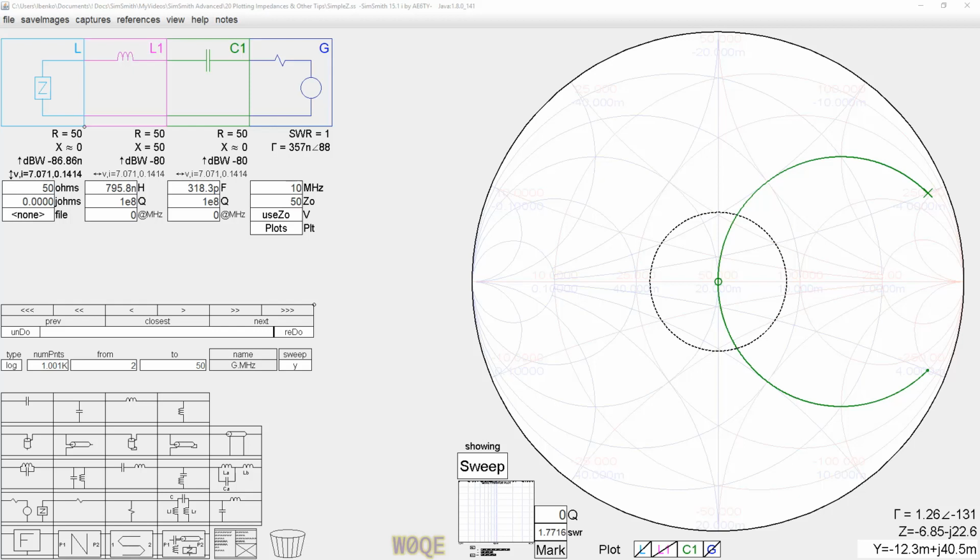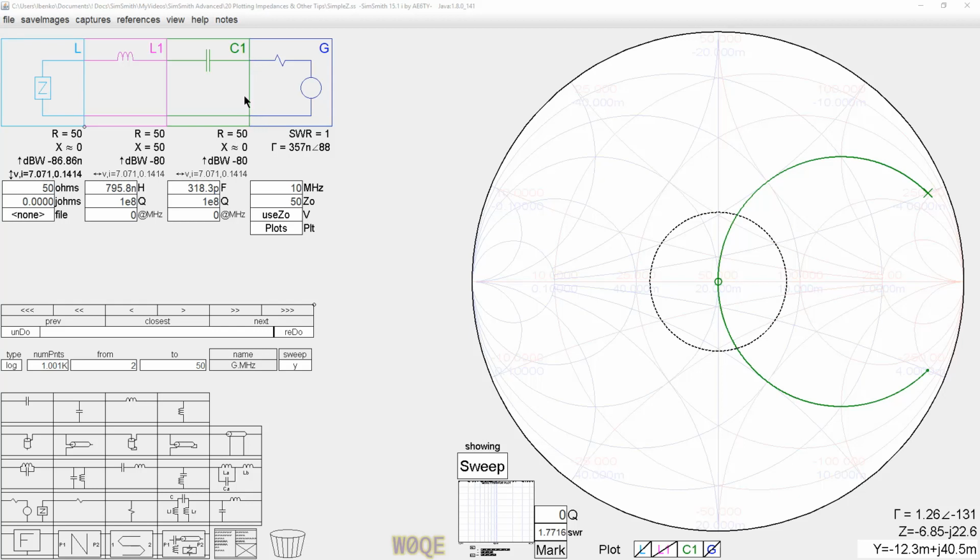Let's look at an example before we start. This SimSmith window is a fairly simple window. I've got a 50 ohm load that does not vary with frequency. I've got an inductor that has a reactance of 50 ohms at 10 megahertz, and a capacitor that has a reactance of 50 ohms at 10 megahertz. Both these components have extremely high Qs of 100 million, so they're virtually perfect. And we're going to look at the impedance right here at C1 to ground.